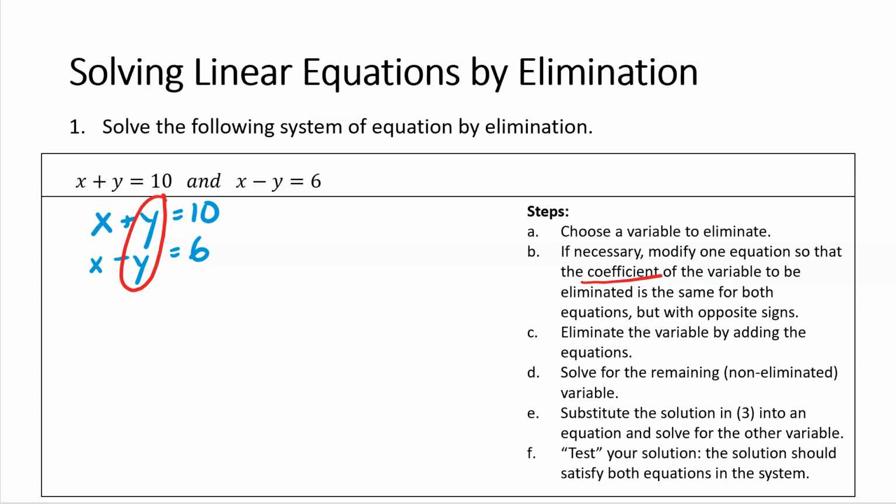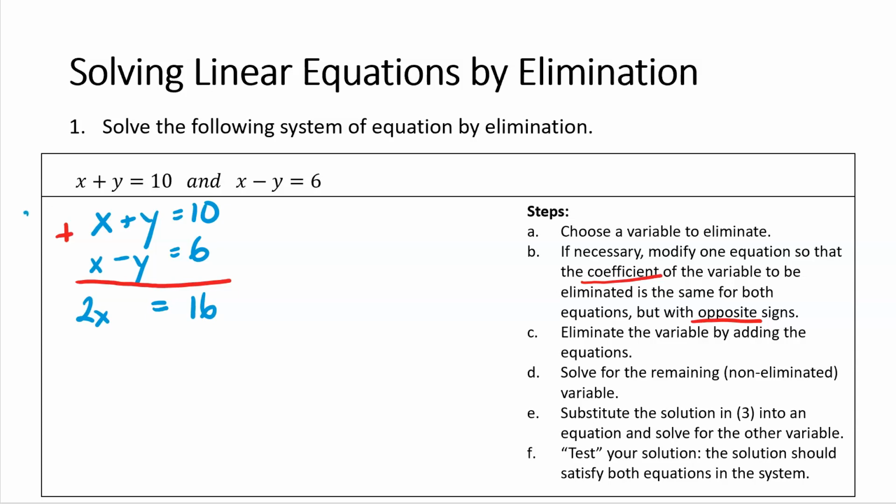You have a plus 1y and a minus 1y. So that's the same coefficient, and you already have opposite signs. One's a positive 1y, one's a negative 1y. So what you can do now is add the equations, and when you do so, you're going to eliminate the variable. Let's see how that works. x plus x is just 2x. A positive y plus a negative y is just 0, so that goes away. Then you have 10 plus 6 equals 16.